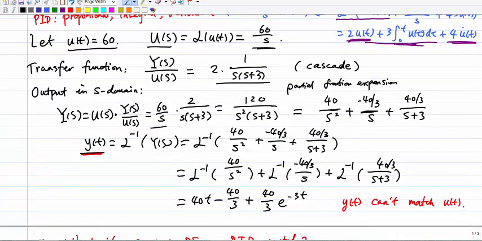So once we have that, I can do the inverse Laplace transform, which is the inverse of Y(s), giving my y(t). And according to the linear property, I have an inverse Laplace transform of the individual components. By looking at the inverse Laplace transform table, you can figure out this is 40 times t minus 40 divided by 3 plus 40 divided by 3 times e to the minus 3t.